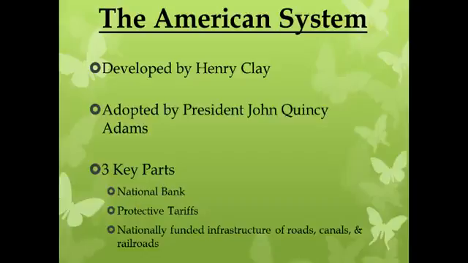A tariff is a tax on imports. So the idea is that you make imports so expensive that people don't buy those. They don't buy goods from other countries. They buy domestic. They buy what we produce in our own country. He also wanted nationally funded infrastructure, a series of roads, canals, and railroads to connect both people and stuff, to make the shipping of people and things more efficient and make the economy work better. So this is what the American System was all about.